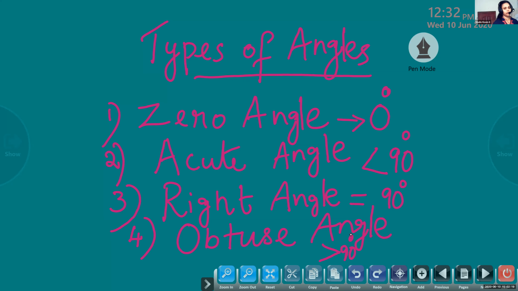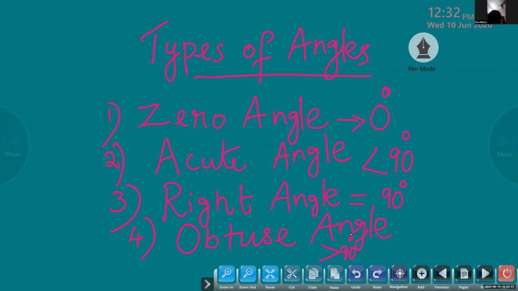So acute angle, the angle measure will be less than 90 degree. The initial ray and the final ray, the angle measure between them will be 90 degree. Right angle, it will be equal to 90 degree. And what about obtuse angle? It will be more than 90 degree and less than 180 degree. Okay?